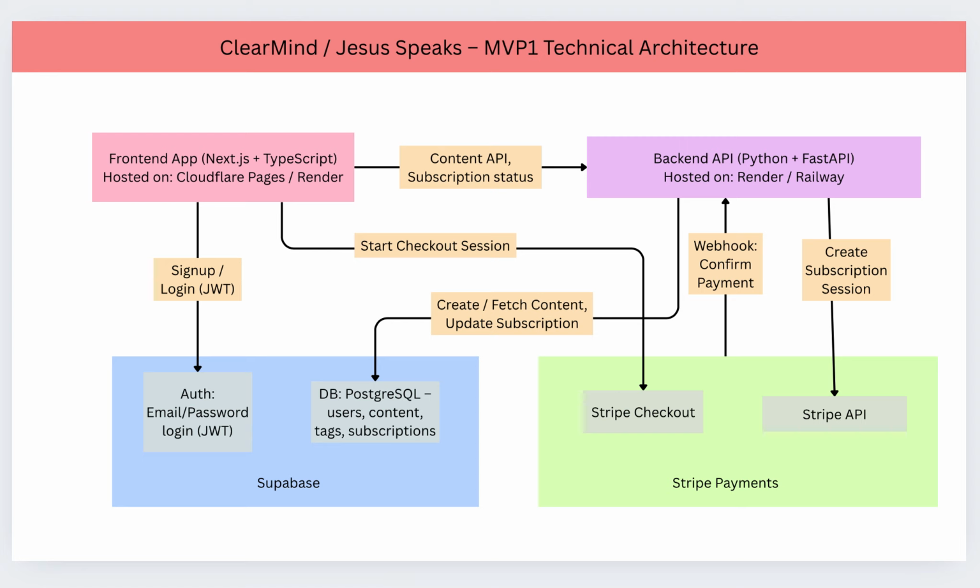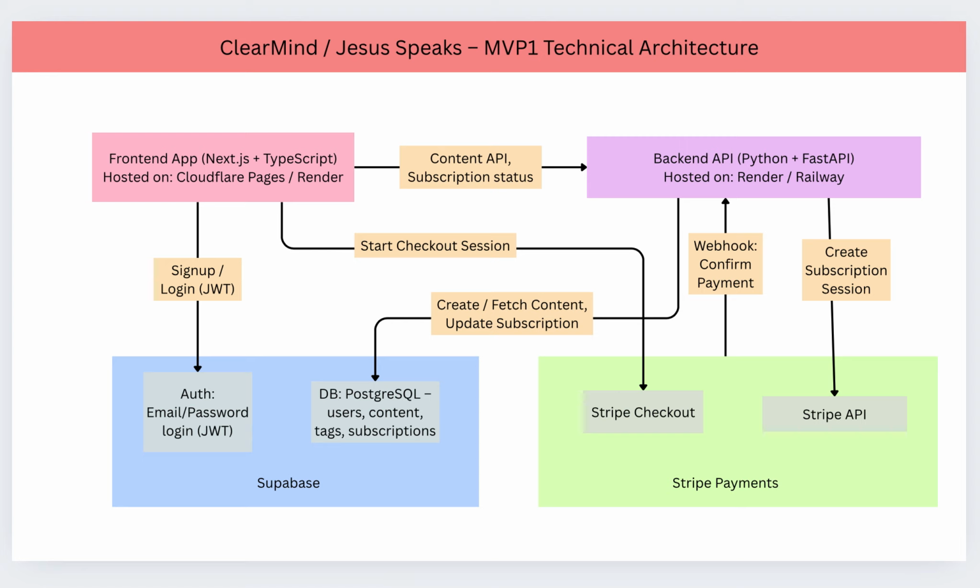Now let's walk through the payment flow using Stripe. User clicks upgrade to premium. Front-end communicates with FastAPI, which communicates with Stripe checkout session. User completes payment on Stripe. Stripe sends a webhook to FastAPI. FastAPI updates the user's subscription status in Supabase. Now that user can view any premium content across the app.